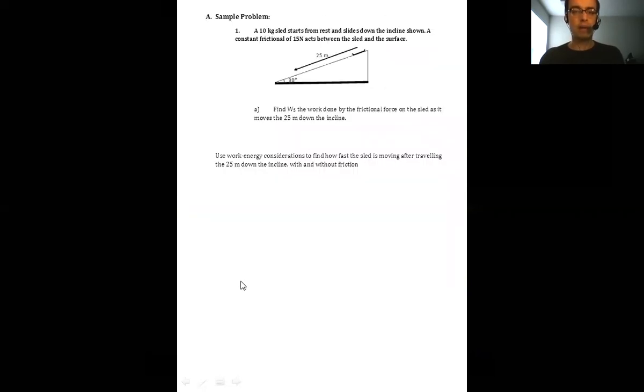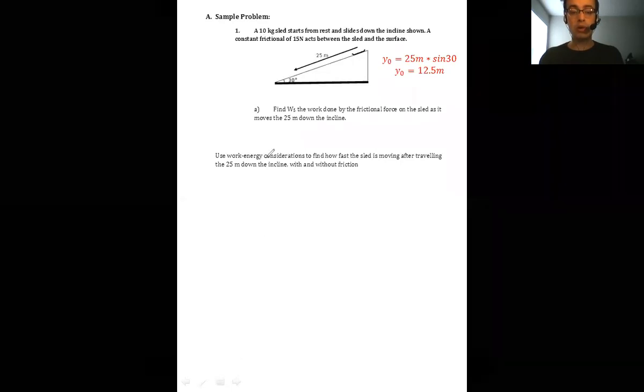So here's one example problem. Let's say we have a 10-kilogram sled that's starting from rest and sliding down the incline as shown. A constant frictional force of 15 newtons acts between the sled and the surface. First thing we want to do is define what y equals 0 is going to be. This is something we're going to see an awful lot as this goes on. The nice thing about having this idea of a y coordinate is that we can define it in such a way that is most convenient to us when solving the problem.